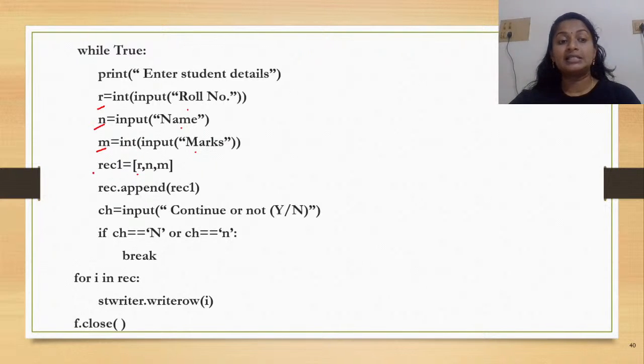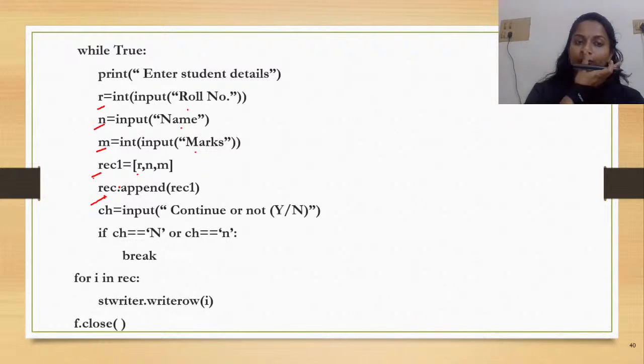So what is the name of your list currently? REC1, and this list is going to be appended to our empty list. So what would happen? The first value would be REC1. Now the file already has the header written, and this nested list would just have the contents of the student record.